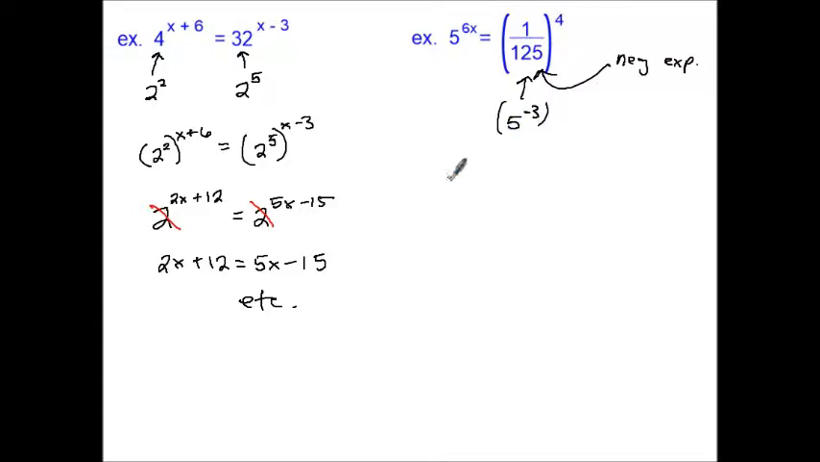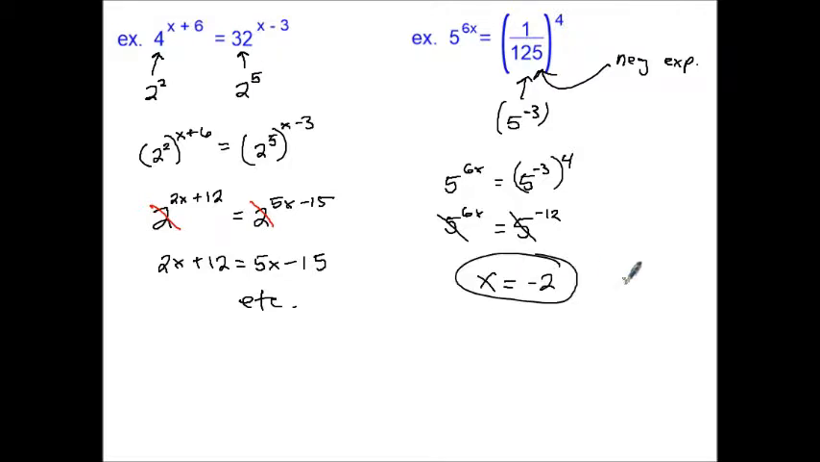Okay, so what we can do with an equation like this, incorporating a negative to account for the fraction, is now we have 5 to the 6x equals 5 to the negative 3 to the 4th. Okay, again, a mild amount of cleaning that up gives me 5 to the negative 12th over there. And then again, duh, those 5's can drop out, and you get x equals -2 very, very quickly that way.